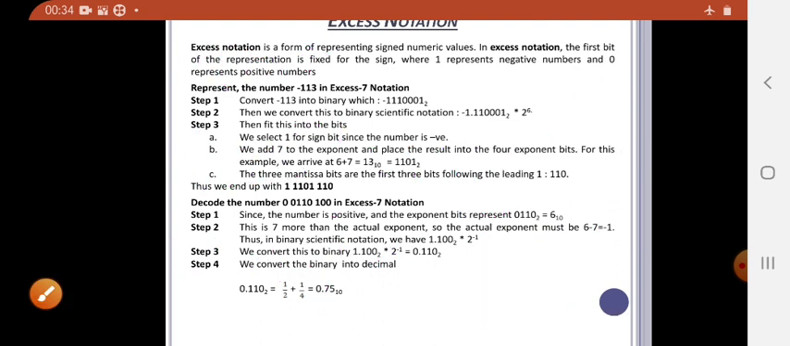So these are the steps to decode any excess notation. For today, you all have to keep in mind, you just practice it many times at home. You will learn how it is solved. If you have any problem, then you can go through the video, or you can go through your book also. It is very easy.